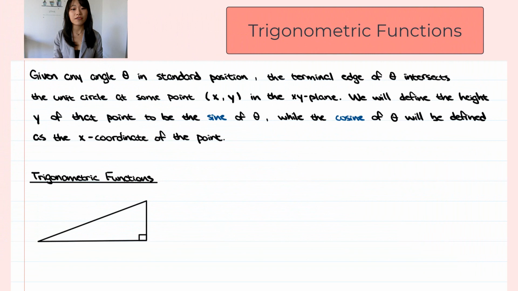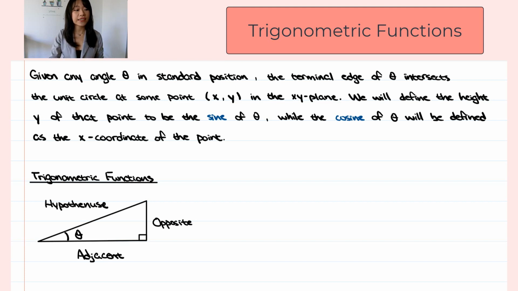So let's start with the definition of trigonometric functions using a right triangle. Here I have a right triangle, and I'm going to define this angle, theta. And I'm going to call the edge that is opposite to this angle the opposite side, and the other side that is next to the angle, which forms a right angle with the opposite side, the adjacent side, and the last side, which is the longest side, the hypotenuse.